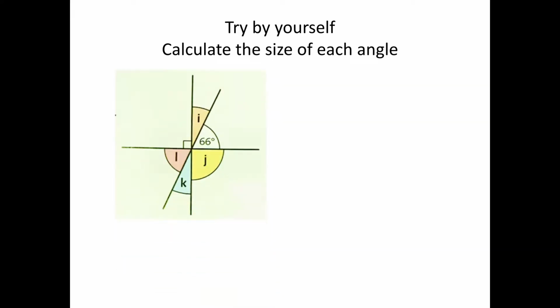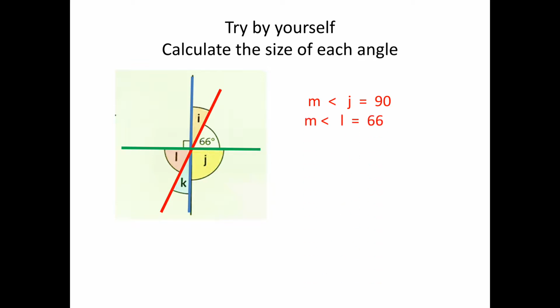Try by yourself to get the measure of each angle here. Pause your video till you get the answer. At the beginning, you're going to color the lines, each line with a different color. Start with easy angles. As you see, measure of angle J here is equal to 90 degrees. J is between green and blue, and also the right angle is between green and blue.